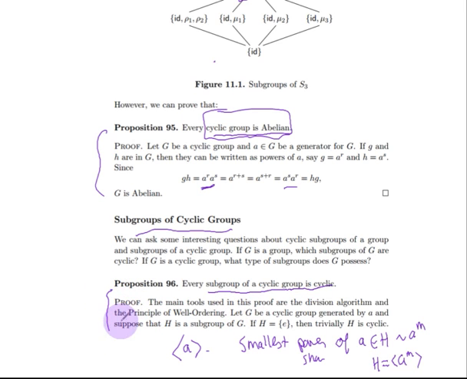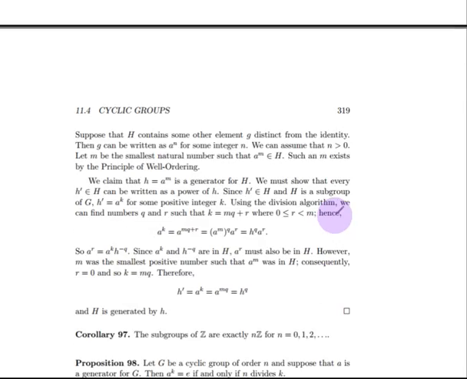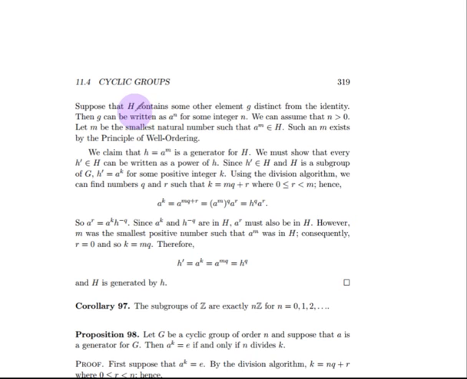Let G be a cyclic group generated by A. Suppose that H is a subgroup of G. If H is just equal to the identity, then H is cyclic, because this subgroup is the one generated by the identity. Now suppose that H contains some other element distinct from the identity. Then that element can be written as A to the n, and we can assume that n is bigger than 0. Let m be the smallest natural number such that A to the m is in H.